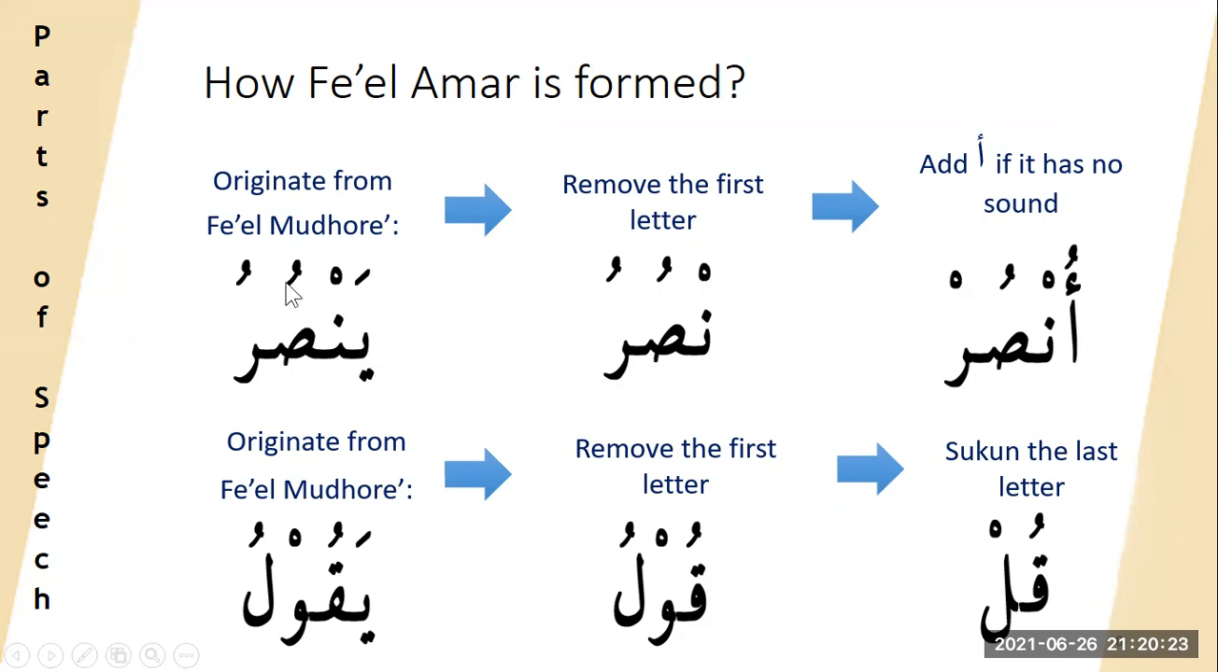Okay. Take the form mudhari, remove the first letter. If you cannot utter it, then you add a hamza. It takes a dhamma or kasra depending on the third letter. If the second root letter has a dhamma, they take a dhamma: unsur. Then you change the ra to sukun, unsur, right?